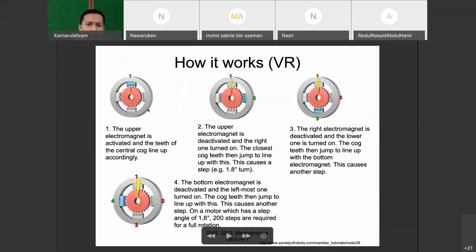So macam mana cara dia buat kerja sebenarnya macam ni, dia ada core yang induce, dia ada 4 core dalam ni. The upper electromagnetic magnet is activated and the teeth of the central cog line up accordingly. Okay. So ni activated, benda ni akan line up. Okay. Second one, the upper magnetic is deactivated on the right, turn on the closest cog teeth, then jump to the line. So benda ni dia akan melompat ke sini.